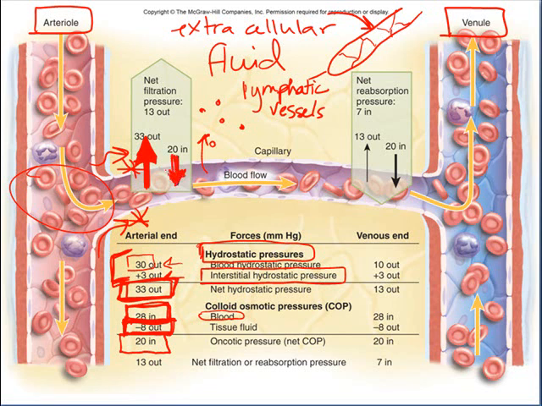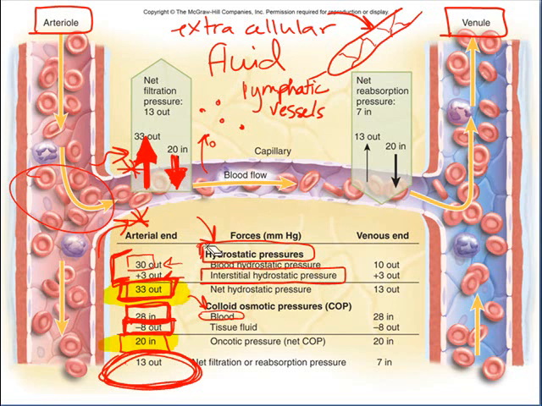So if we consider those two values, the hydrostatic pressure value and the colloidal osmotic pressure value, we've got one of them wanting to push fluid out of the blood with a value of 33, and then we've also got another one wanting to pull water in with a value of 20. If I add those two together, what I find out is there's a net movement of water out of the arterial end of the capillary bed with a value of roughly 13 millimeters of mercury.